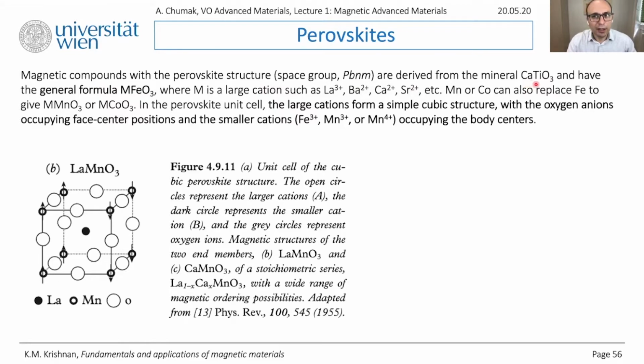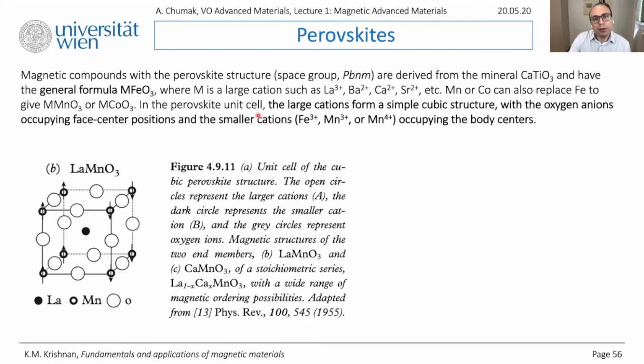calcium titanium oxide (CaTiO3) and have the general formula MFeO3, where M is a large cation such as lanthanum 3+, barium, calcium, strontium, and so on. Manganese or cobalt can also replace iron to give similar structures, MMnO3 or MCoO3. So instead of iron, you can have manganese or cobalt.